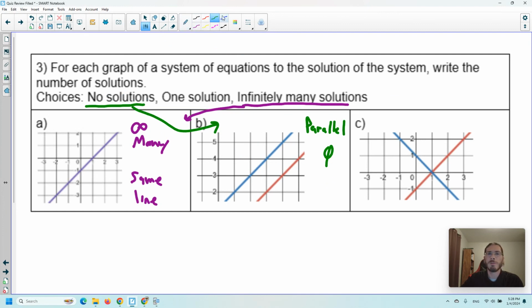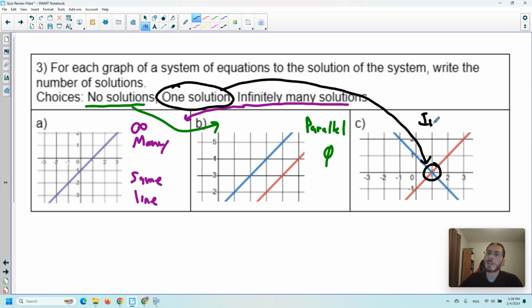Then the last one, we've got one solution, and one solution is where those 2 lines intersect. So since these are intersecting, this is going to be one solution. So that's what we get for the answers. First one is going to be infinite. Second one is no solution. Last one is one solution.